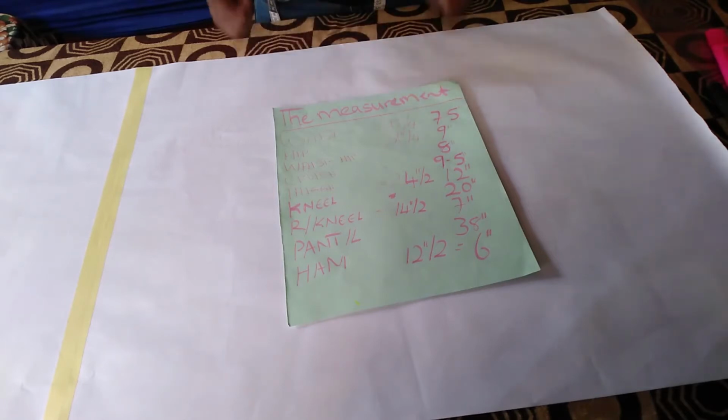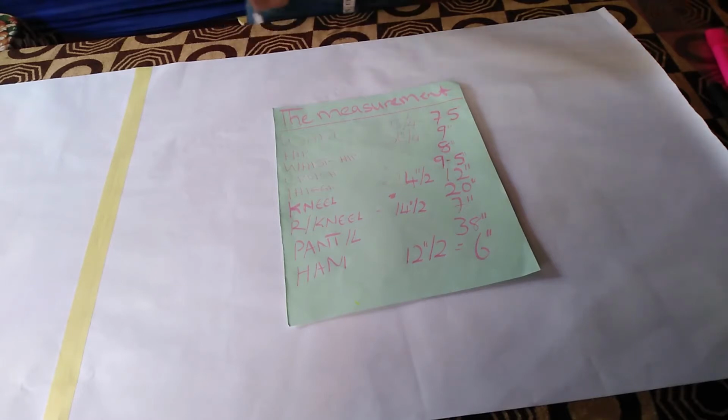Now the crotch measurement is 9.5 inches. How to get our crotch measurement is you ask the client to sit on a surface and you measure from the waist, or from where the band of the trouser or the pant will start, to where the butt touches the surface of the seat. That's the crotch measurement. Then the thigh measurement is 24 inches, divided by 2 will give us 12 inches.